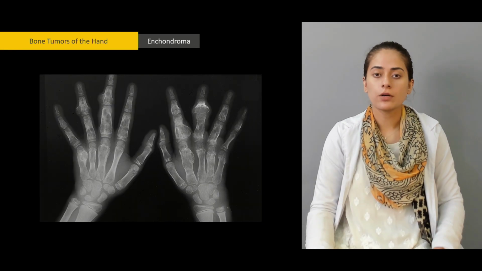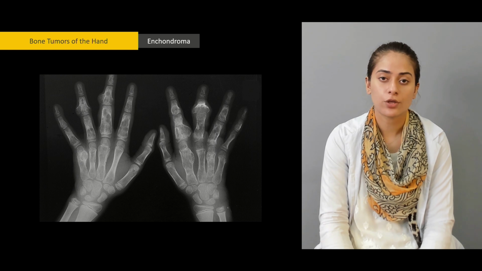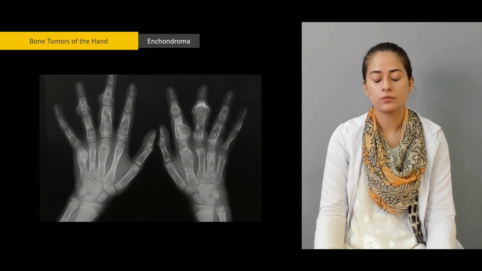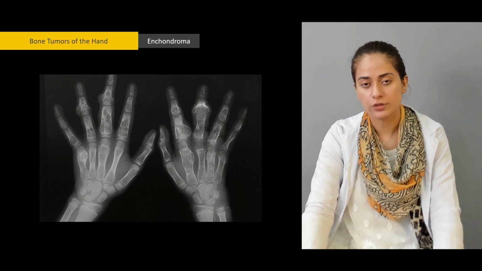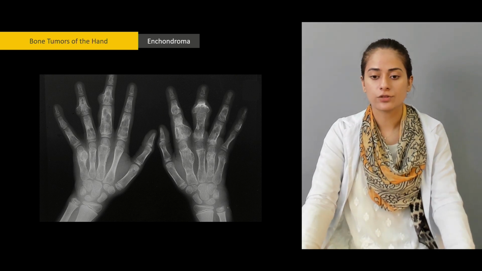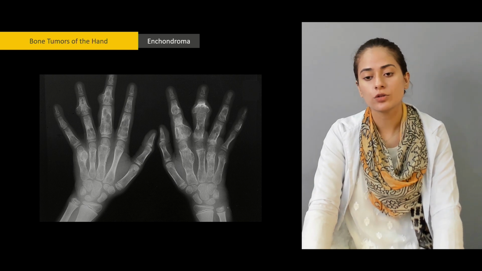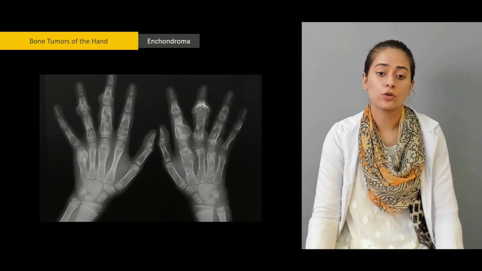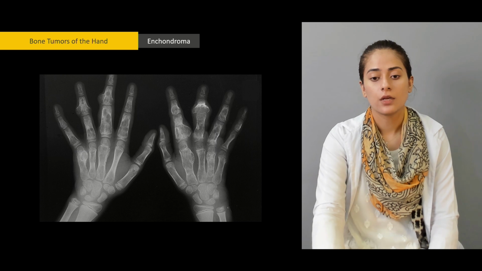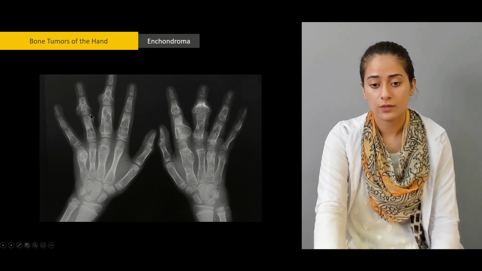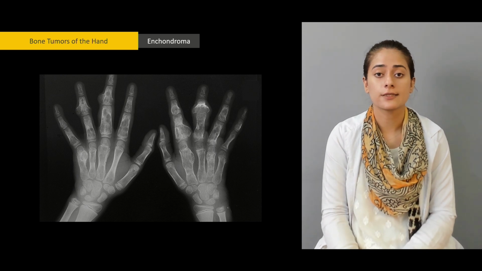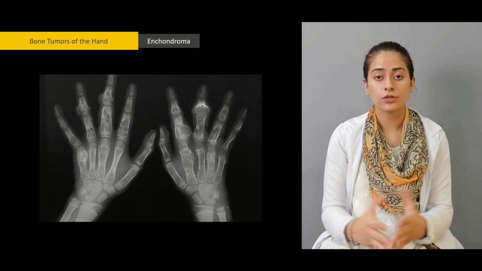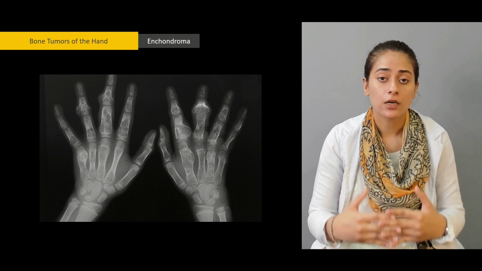So now we're going to talk about bone tumors. So a bone tumor, or any tumor, is also commonly called cancer or cancerous tumors. So bone tumors are sarcomas. This is actually a picture of enchondroma, which is the cancer or tumor of the cartilage.